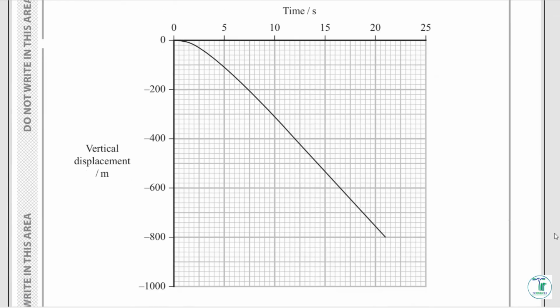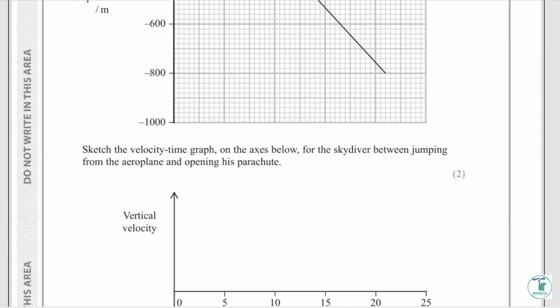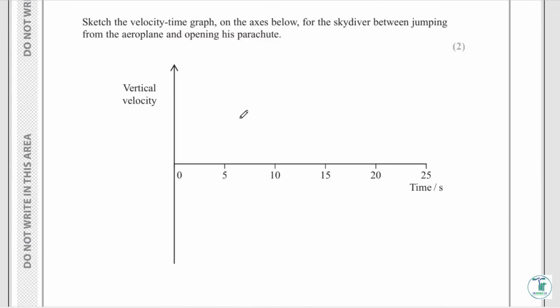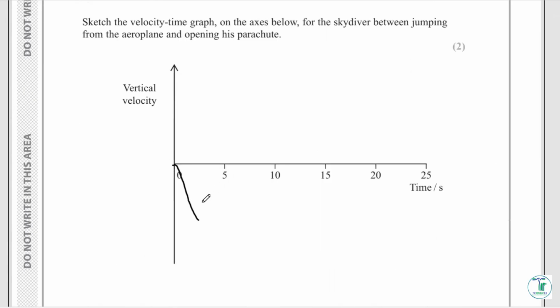Now, you've got a displacement-time graph for a skydiver between jumping from the aeroplane and opening his parachute. And you can see that the displacement is decreasing in the negative direction. So the velocity initially, you can see that the displacement was curved, so the velocity would increase, but it should be in the opposite direction. And then as soon as the line becomes straight from 10 to something like 22 seconds, it would be a straight line, right? So that is how the graph of the vertical velocity should look.